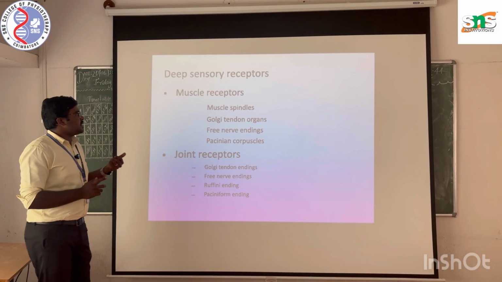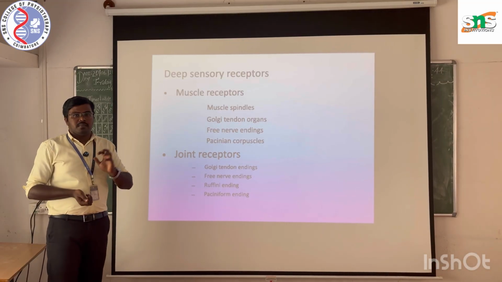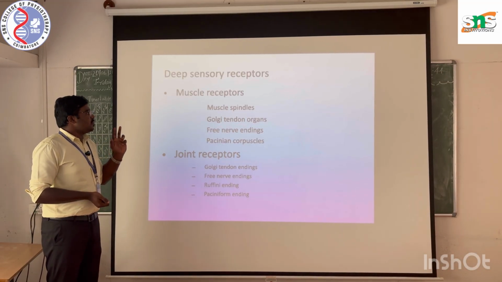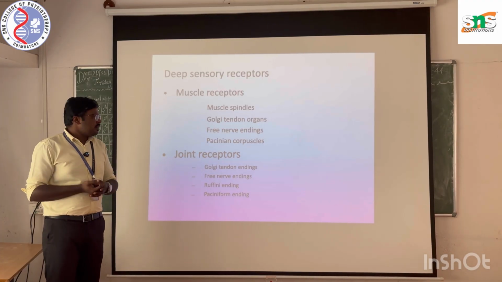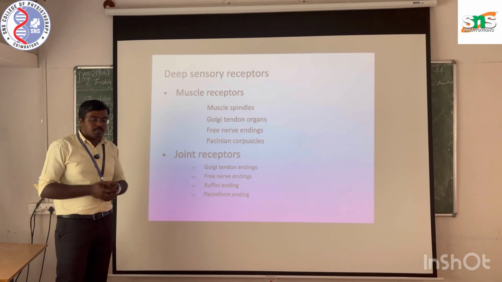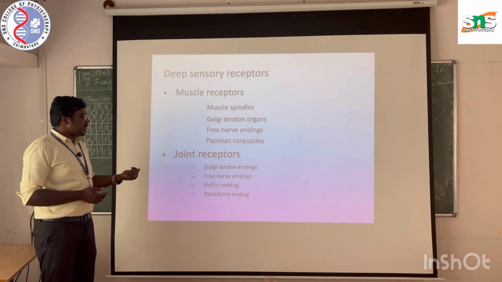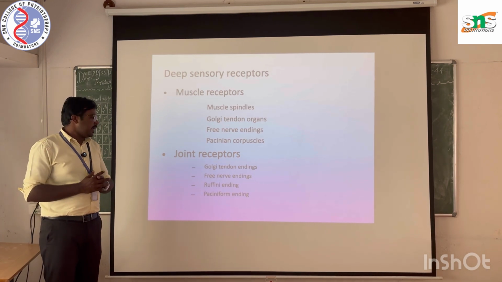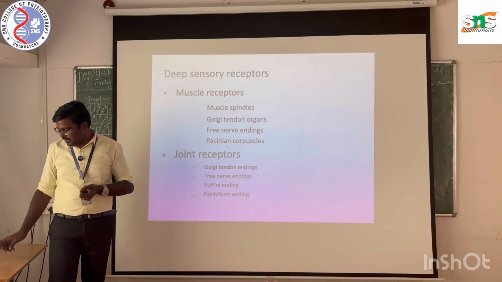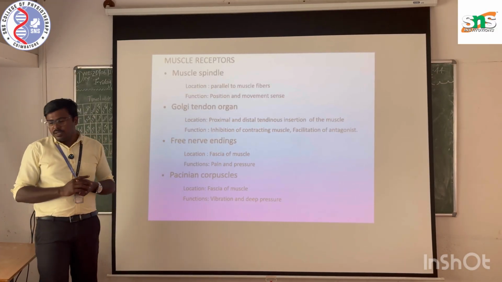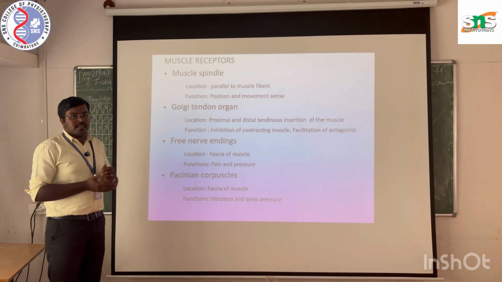Next, deep sensory receptors, that is deep sensation. Muscle receptors: muscle spindle, Golgi tendon organ, free nerve ending and Pacinian corpuscles. And joint receptors, we have four: Golgi tendon ending, free nerve ending, Ruffini ending, and Pacinian form endings. Now the muscle receptors.